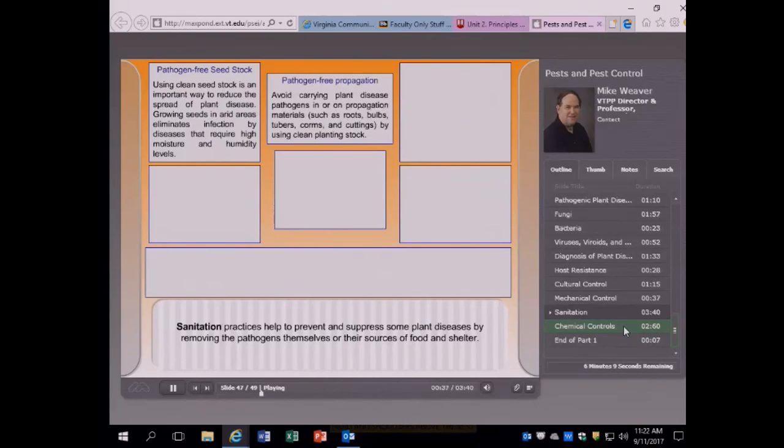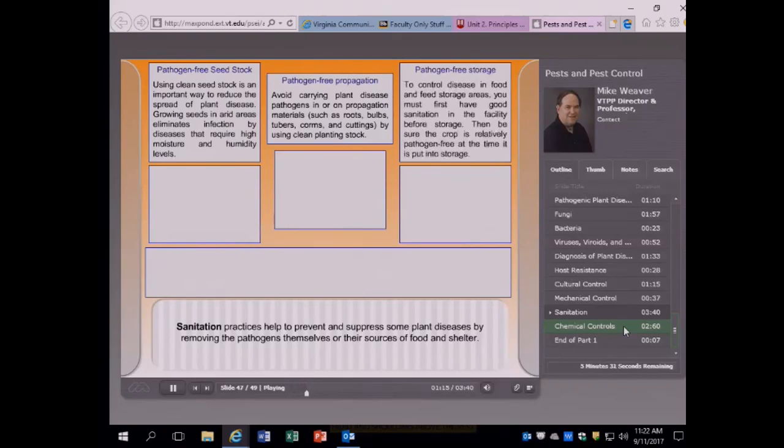Pathogen-free propagation. Plant disease pathogens are frequently carried in or on vegetative propagation materials, such as roots, bulbs, corms, tubers, and cuttings. Use of clean planting stock is especially important in the culture of certain high-value agricultural and ornamental crops. These stock plants must be grown in pathogen-free greenhouses or in sites isolated from growing areas for these crops. When you plan for isolation, consider how far the pathogen may spread, how the pathogen is spread, and the distance between potential growing sites.